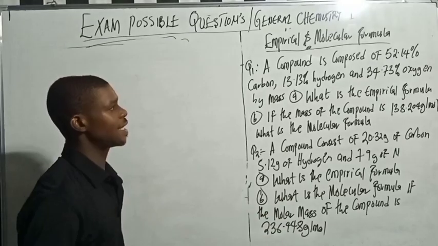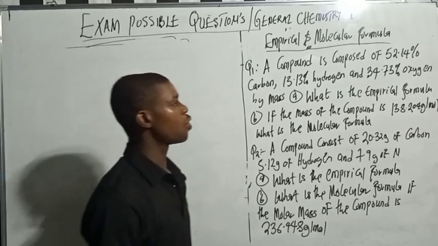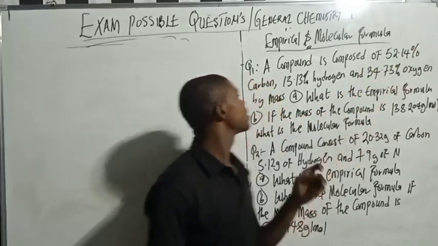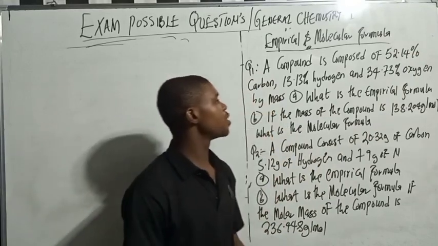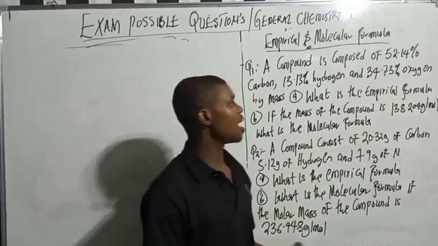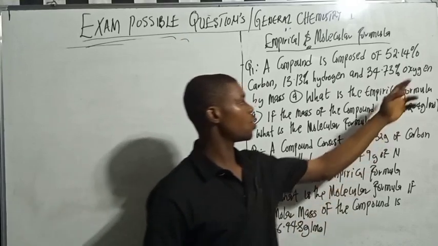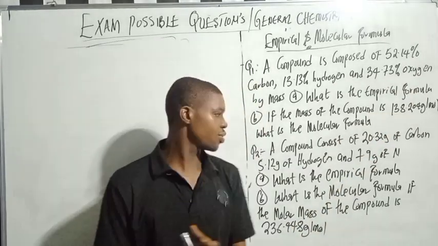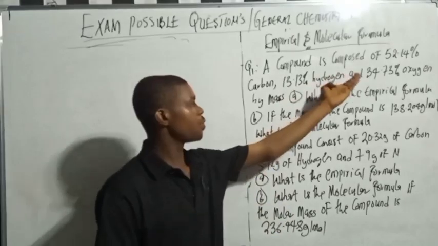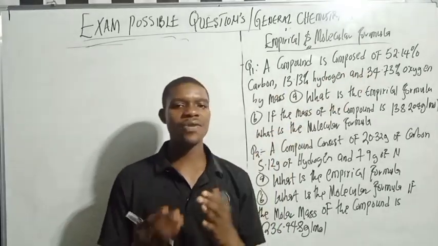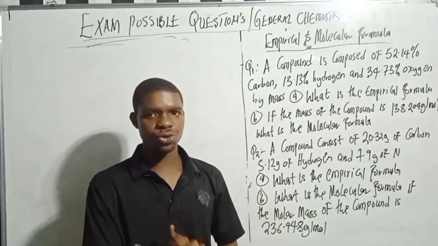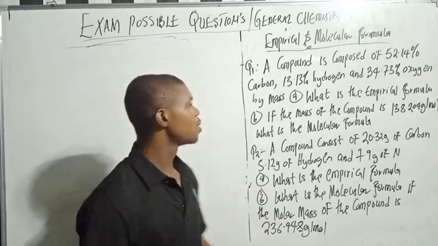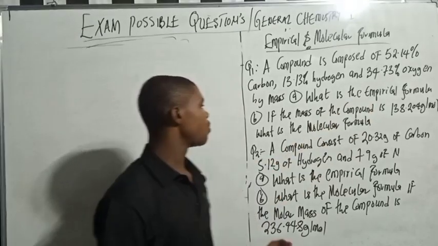Now I say a compound is composed of 52.14% carbon, 30.13% hydrogen, and 34.73% oxygen, by mass. So we are being given the composition by mass. Do you get that? Whenever percent by mass is being given to you, you regard it as grams. So what is the empirical formula?